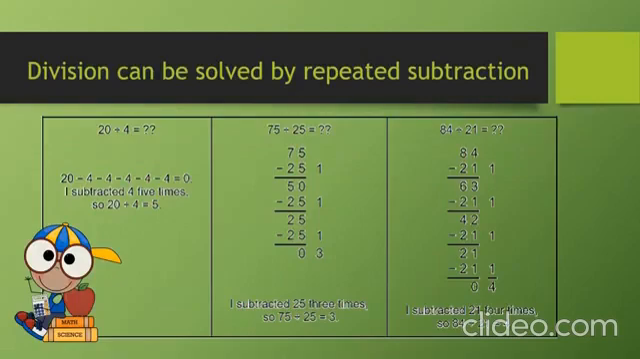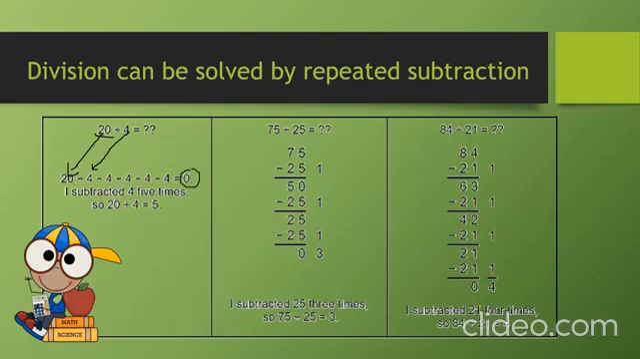Division can be solved by repeated subtraction. 20 divided by 4. So use the repeated subtraction to divide 20 divided by 4. So take 20 and subtract 4. So 20 minus 4 equals 16. 16 minus 4, 12. 12 minus 4, 8. 8 minus 4, 4. 4 minus 4, 0.